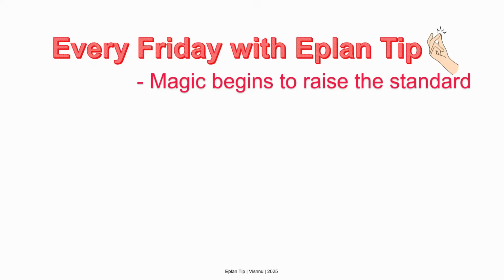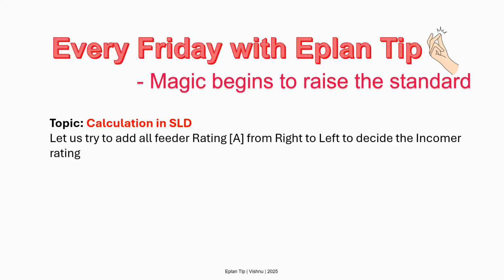So, what is the topic? Today's topic is calculation in SLD. Especially, our plan is to put all the feeders, starting from right to left. We want to take the total of everything so that we will be able to calculate the incomer rating. Keeping that in mind, we will see how to get those totals from right to left. The leftmost feeder should be able to tell me the sum of everything. So how do we do that with the help of this calculation and all those logics? We'll try to see it.